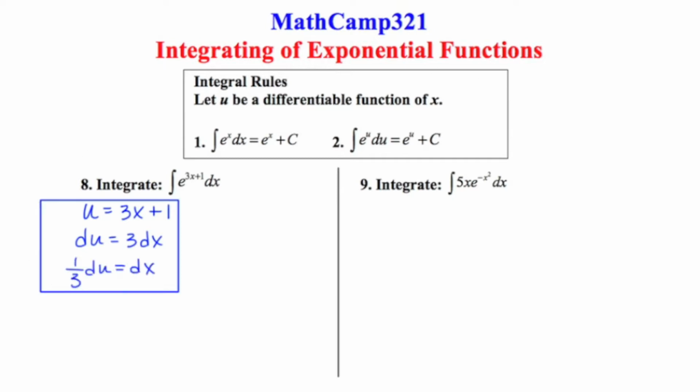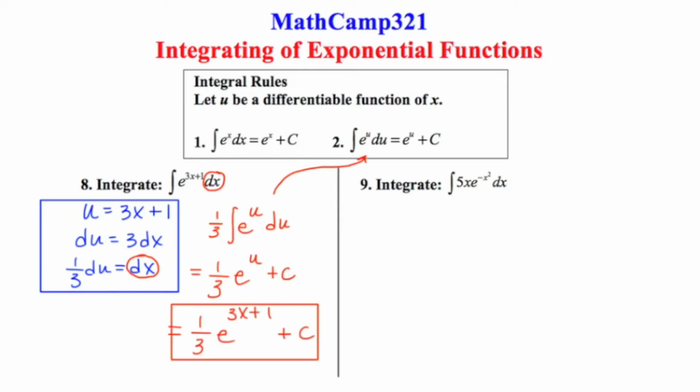My next objective will be to rewrite the original problem exclusively in terms of u. Now instead of e to the 3x plus 1, I'm simply going to write e to the u, and then instead of ending with dx, I realize that dx is the same as 1/3 du. So I'll put the 1/3 out in front because it's a constant, and I'll conclude with du. And now it looks exactly like rule number 2. So the answer is just going to be 1/3 e to the u plus c. And I'll complete the problem by back substituting.